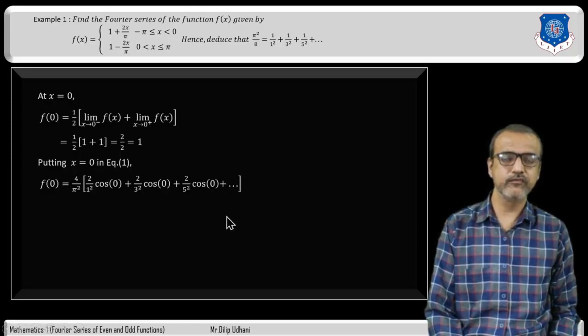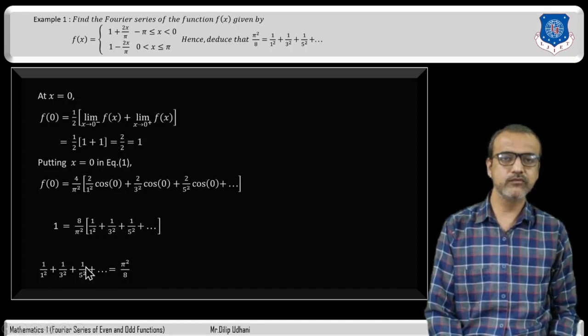Now we will simplify this result. f of 0 is 1, taking 2 common, so multiplying 4 by 2, it is 8 upon pi square, times 1 upon 1 square plus 1 upon 3 square plus 1 upon 5 square, and so on. Now applying cross multiplication, we have 1 over 1 square plus 1 over 3 square plus 1 over 5 square, and so on, equals pi square by 8. This is the required result.